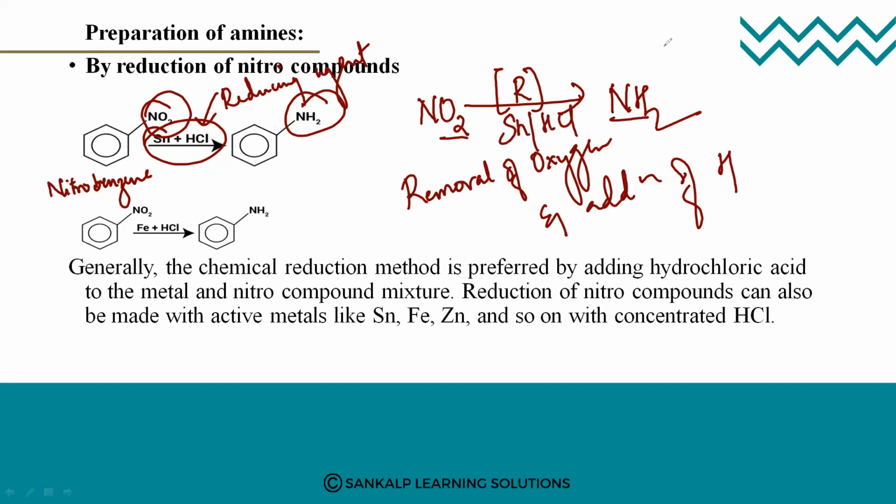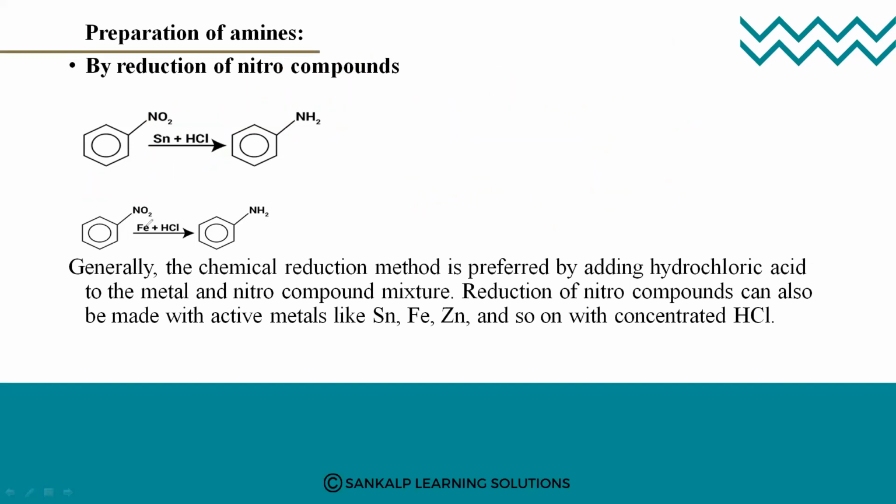One more example: another reducing agent which can be used is Fe. You can use active metals like tin, iron, or zinc with some acid like HCl, and this acts as a good reducing agent. Here again we are reducing the nitro group to an amine group. So this is the first preparation, where we reduce nitro compounds to amines.